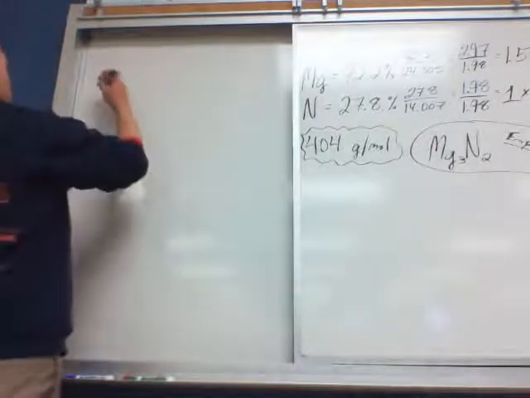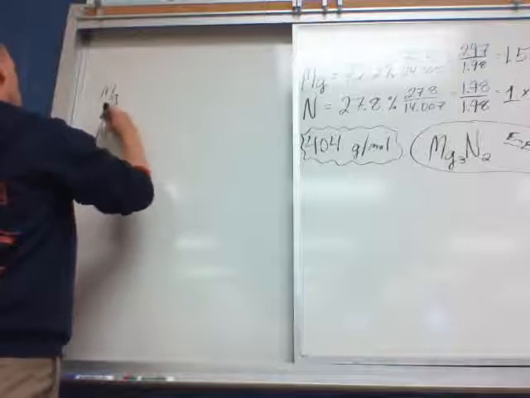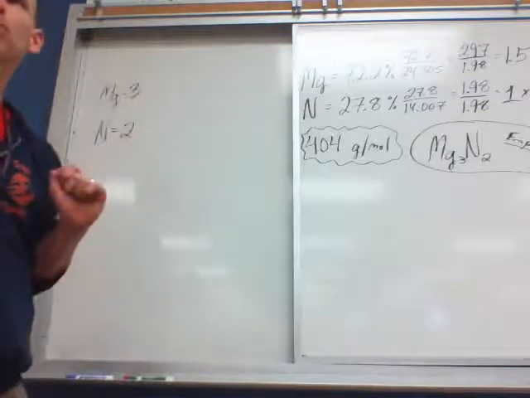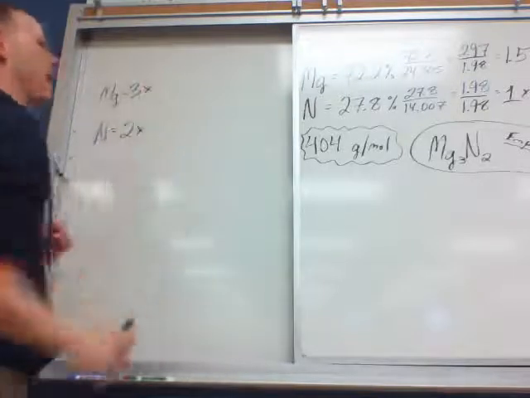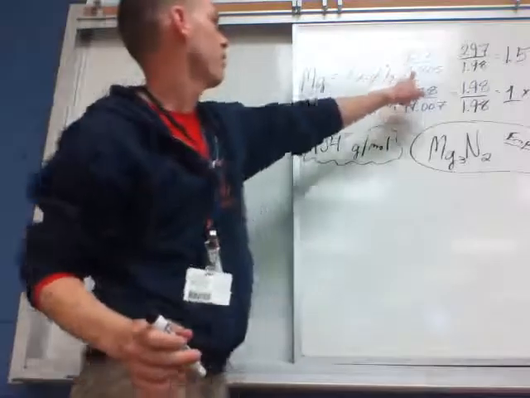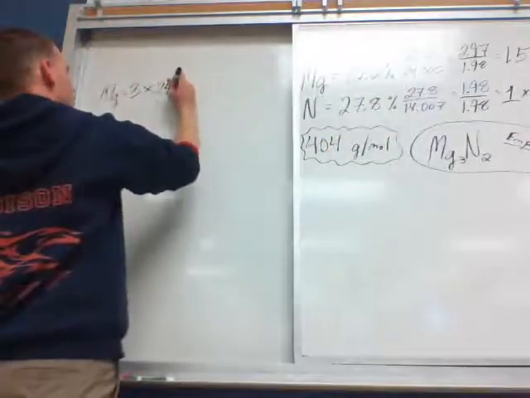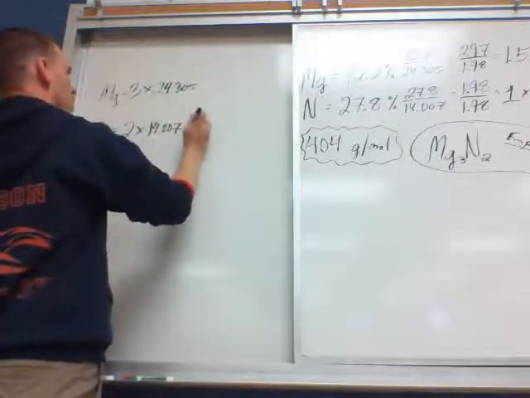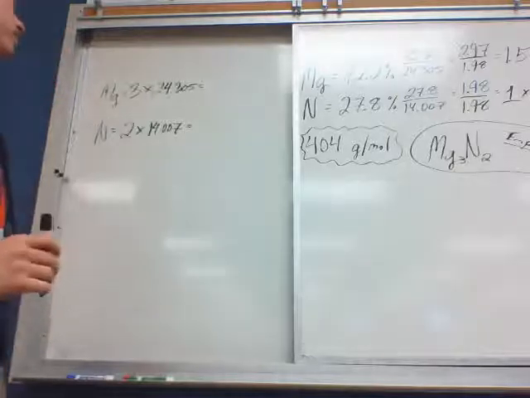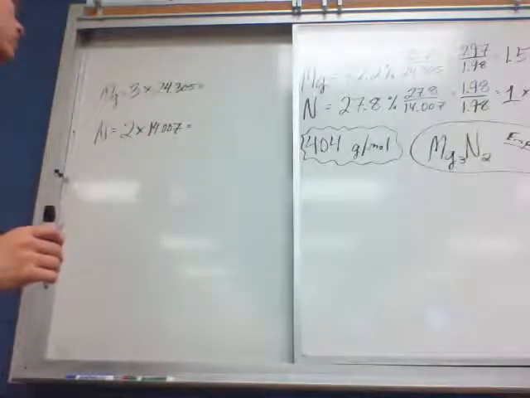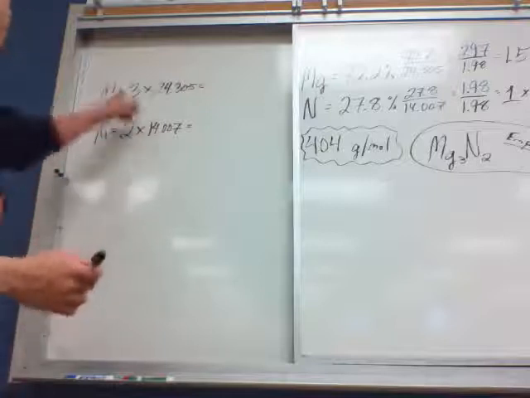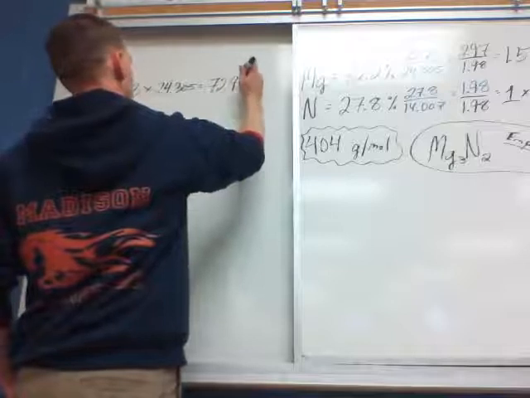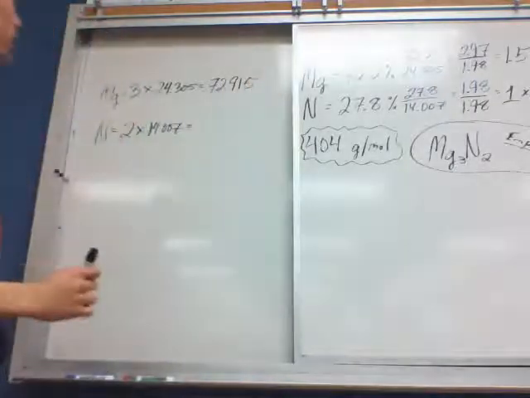My empirical formula is made up of magnesium and nitrogen. It appears there are 3 magnesiums and 2 nitrogens. I need to multiply that times the periodic table mass. We already found that mass. For magnesium, it was 24.305. Nitrogen, 14.007. We do our math. Magnesium looks like it's going to be 72.915. Somebody might want to verify that for me.